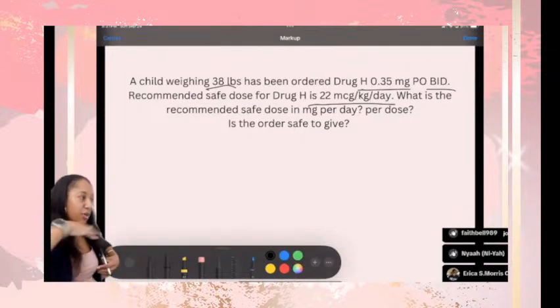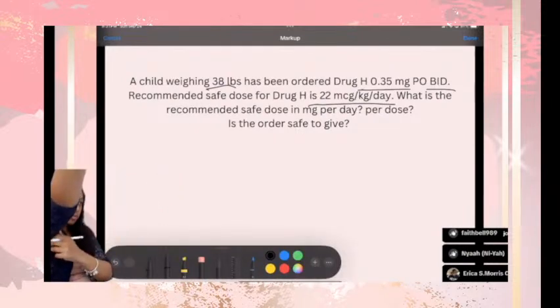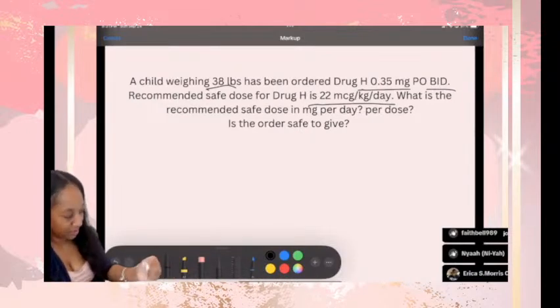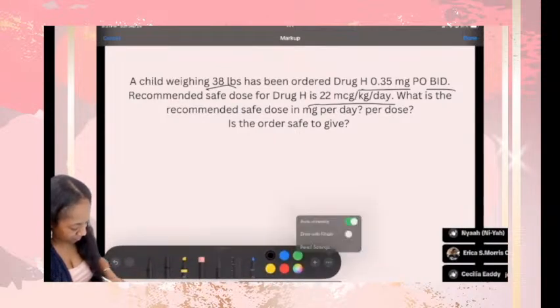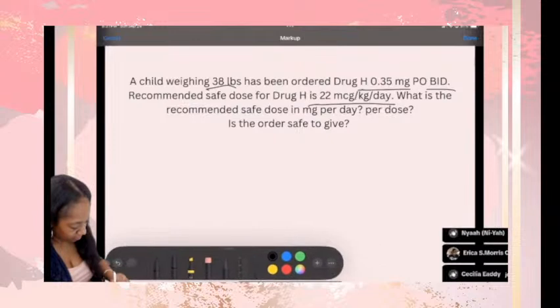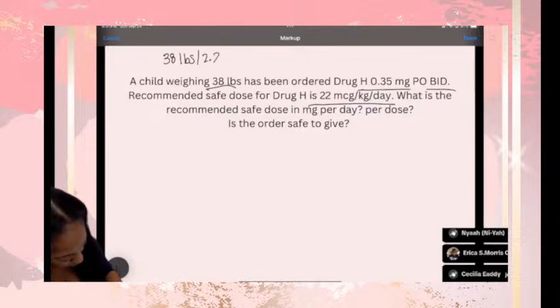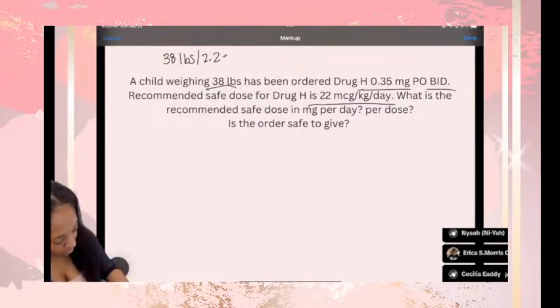Alright, so for Mr. Tony, if you're still here, if you wanted to figure out how to do this without using dimensional analysis, you would first convert your weight from pounds to kilograms. So 38 pounds divided by 2.2. It's going to be 17.27 kgs.